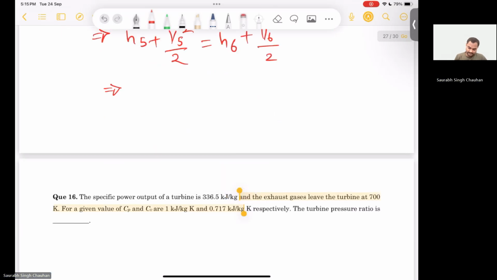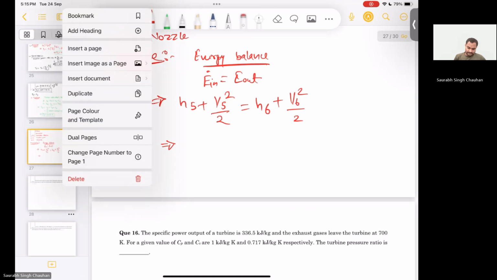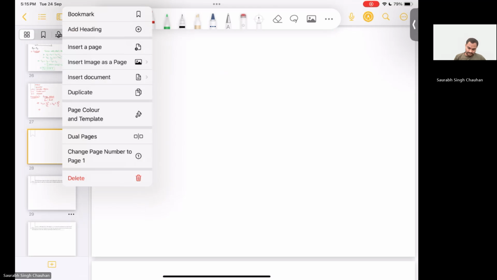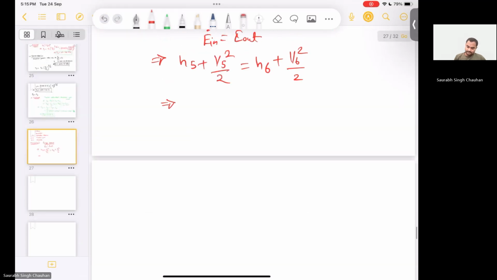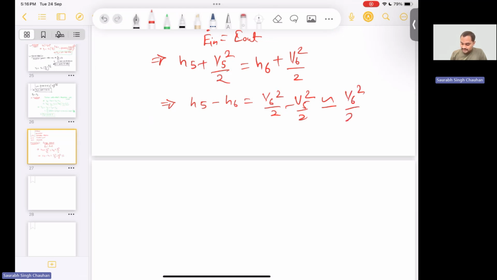So we can write H5 minus H6 is equal to V6 square by 2 minus V5 square by 2. And we know that the velocity at nozzle outlet is very, very high as compared to velocity at nozzle inlet. So V5 is very, very small as compared to V6, and the square of V5 will be even smaller as compared to square of V6. So this thing you can neglect. V5 square can be neglected in comparison with V6 square, so this will be approximately equal to V6 square by 2.